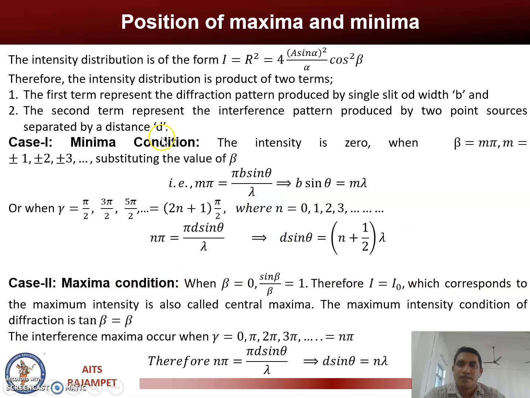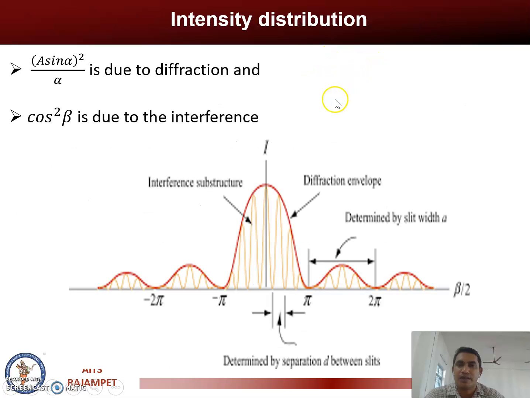From this equation, I is equal to R square, that is equal to 4 A square (sin alpha by alpha) square cos square beta. From that equation, (sin alpha by alpha) square is due to the diffraction and cos square beta is due to the interference. We can see the intensity distribution due to the interference in these lines, and this red colored one is the intensity distribution due to the diffraction.